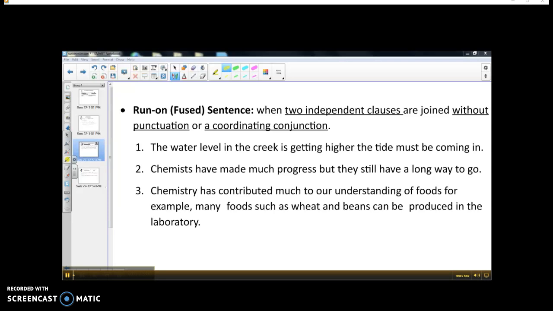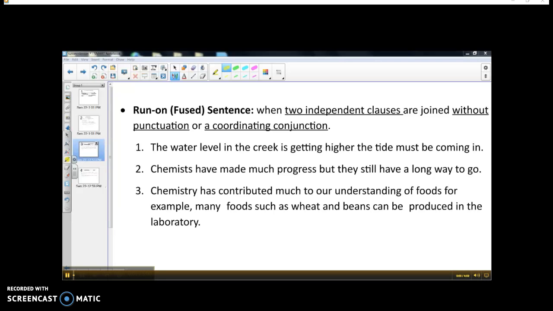Now, a third method is to use the semicolon and then add maybe a transitional phrase or word. In this case, we could do a semicolon and add therefore. Now, after the therefore, we would need to add a comma because that's a transitional phrase. So that's another way we can correct it. Now, there is another way that you can correct this particular error.